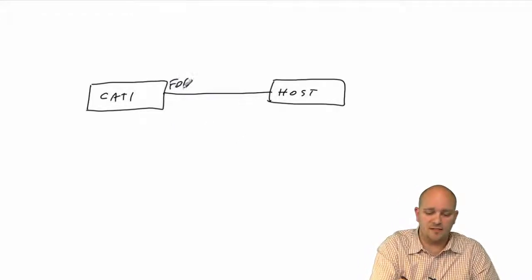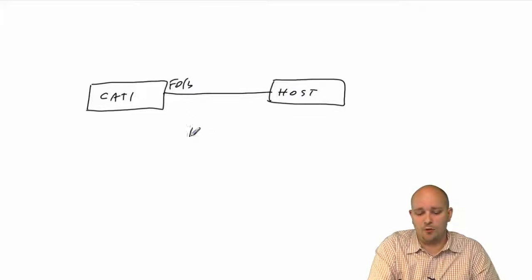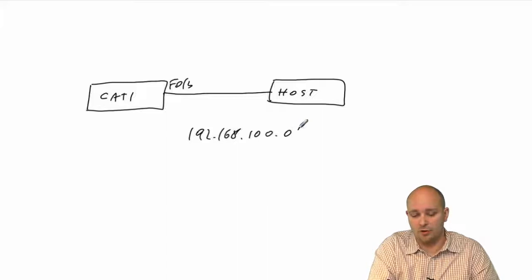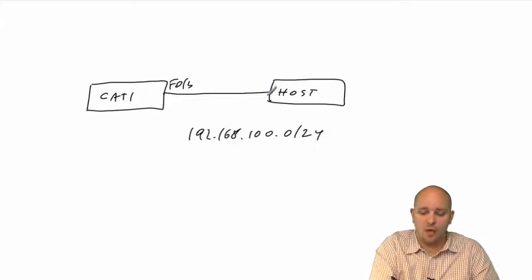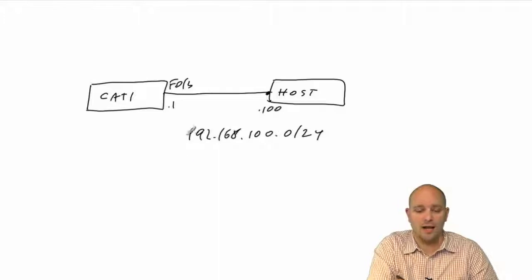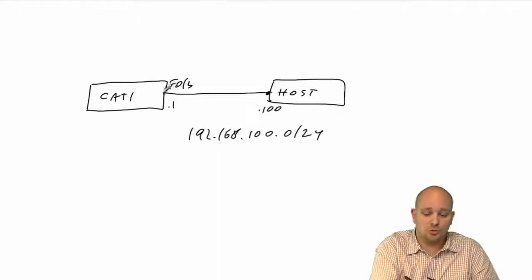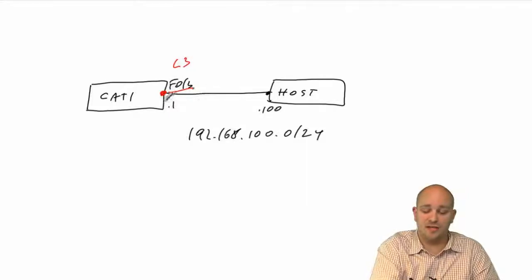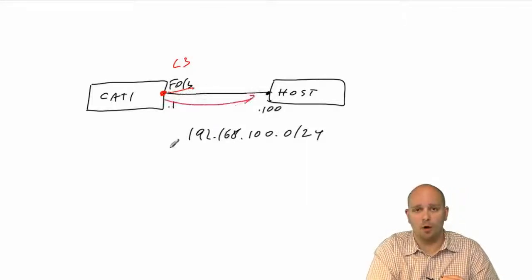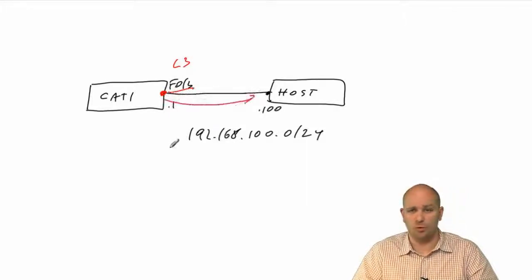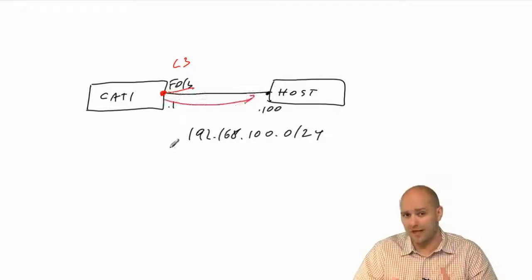So this is going to be FastEthernet 0/3, and I'm going to have network 192.168.100.0/24 between them. On this side, I'm going to have an IP address that ends with 100, the last octet will be 100, and on this side, I'm going to have .1. Now, what I want to try here is to configure this interface, FastEthernet 0/3, as a layer 3 interface and simply ping my host. And in the process, I'm going to show you a thing or two as well.